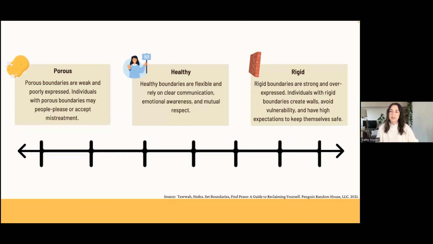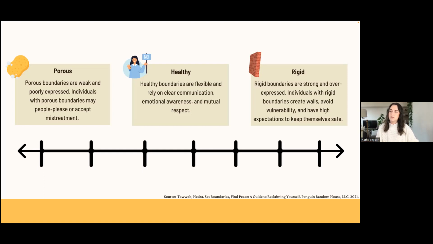They're poorly expressed. People who set porous boundaries may identify as people pleasers, or they're just going to tolerate a lot more mistreatment than someone else might. This is also going to be the individual who sets a boundary and then later on does not actually follow through with it because they're too worried about what the other person is thinking.